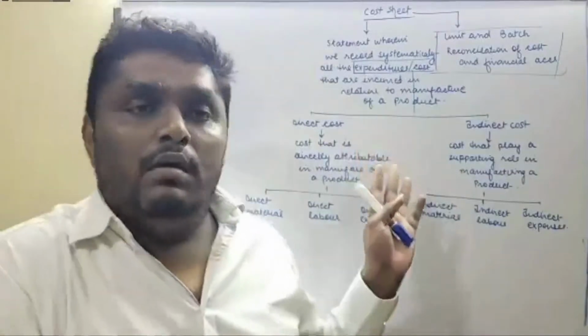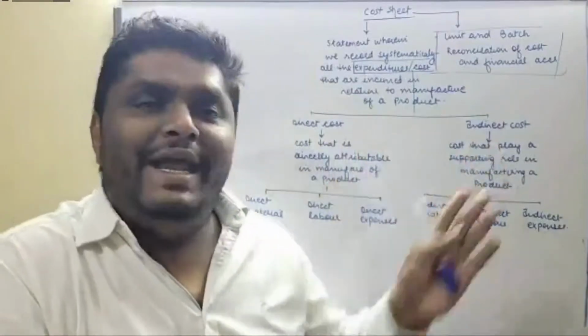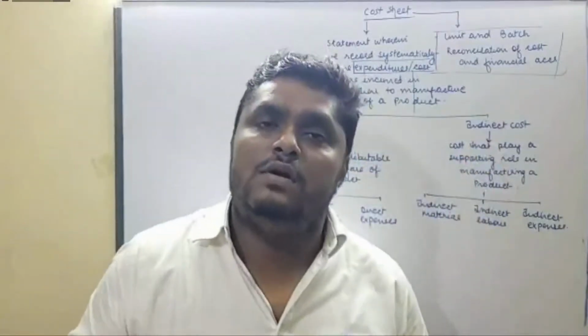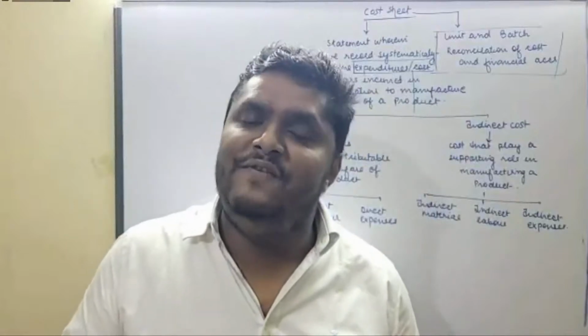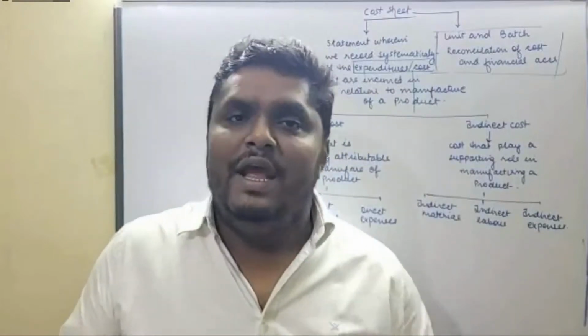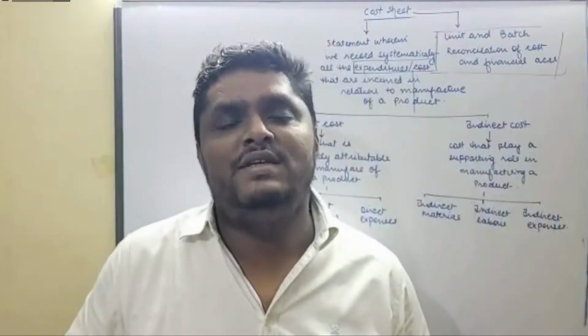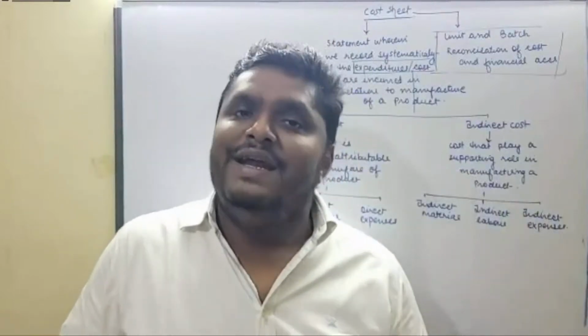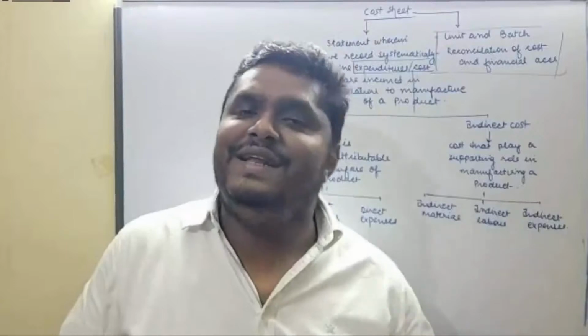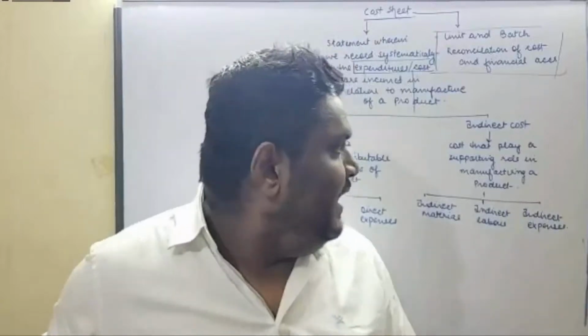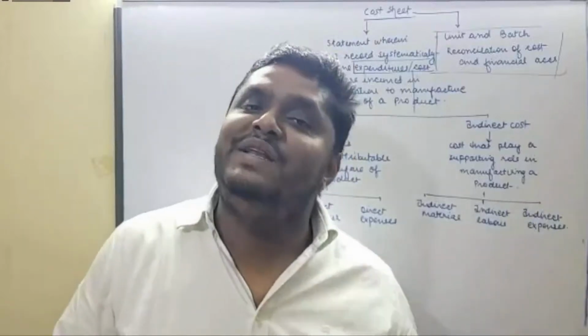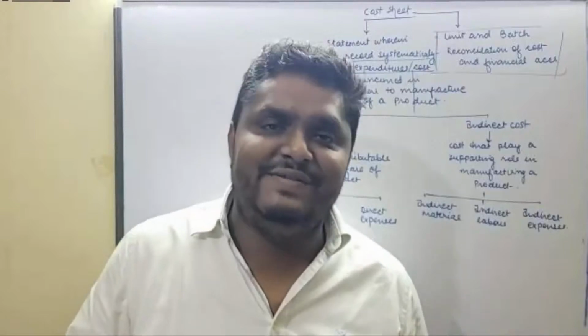So now, direct cost and indirect cost. What is direct cost? The cost that is directly attributable in manufacturing a product is direct cost. And when talking about indirect cost, the cost that plays a supporting role in manufacturing a product is indirect cost. Direct cost covers direct material, direct labor, and direct expenses. And indirect cost covers indirect material, indirect labor, and indirect expenses.